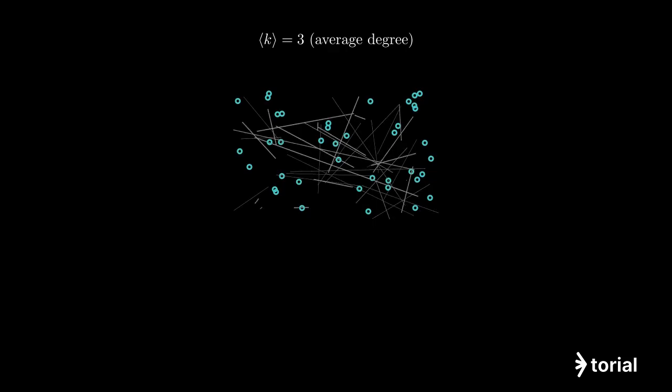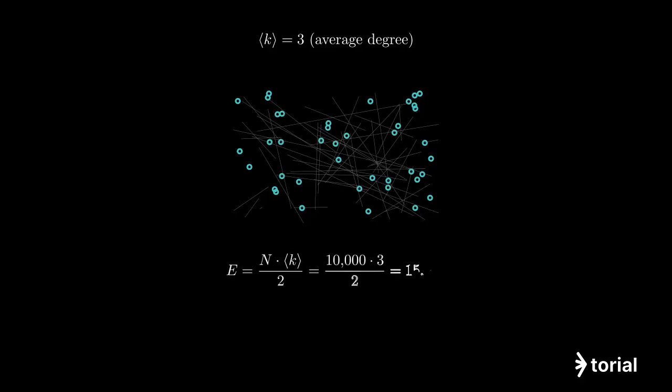Here's a visualization showing a small sample of our network. Most nodes have just a few local connections. The total number of edges is calculated as n times average degree divided by 2, giving us 15,000 edges.